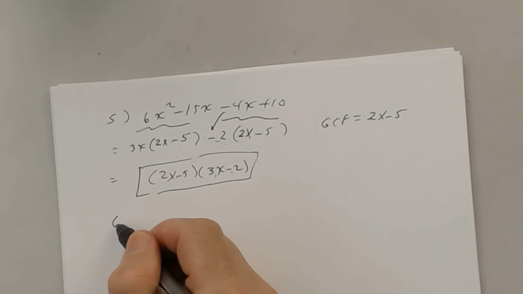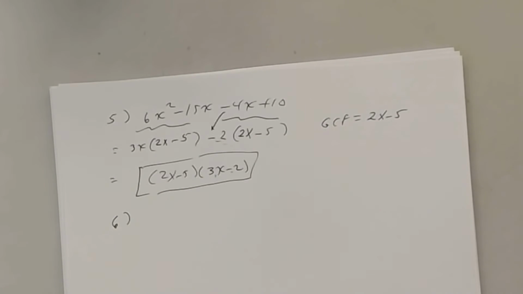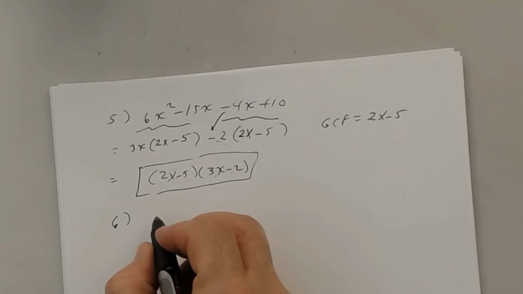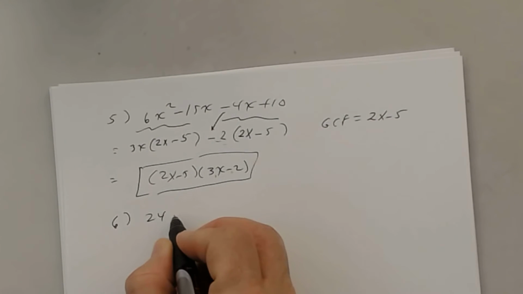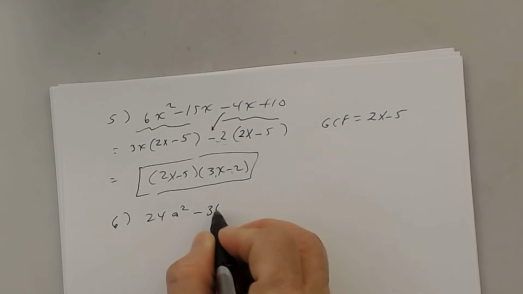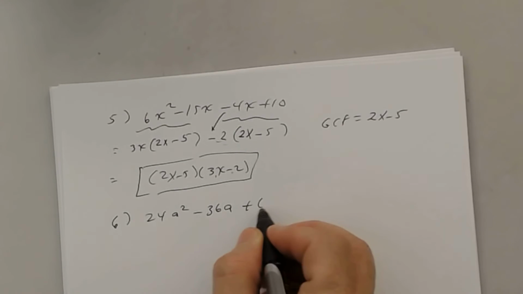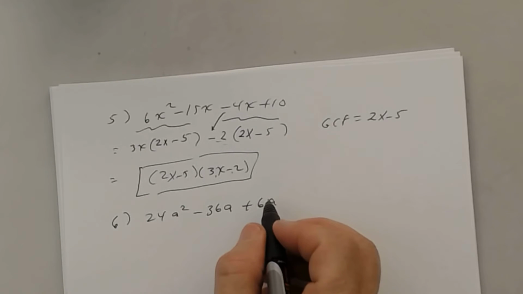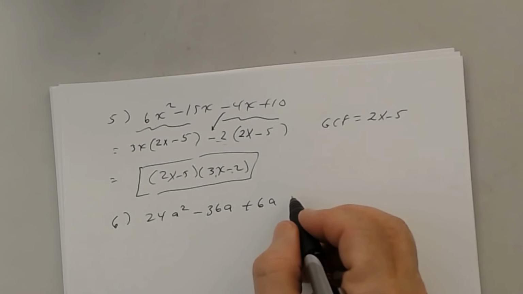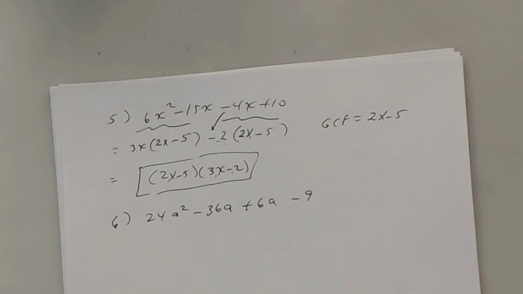All right, number 6. Suppose in number 6, you had this. I have 24a squared minus 36a plus 6a minus 9. Just leave it like that for right now. All right, what's your GCF?